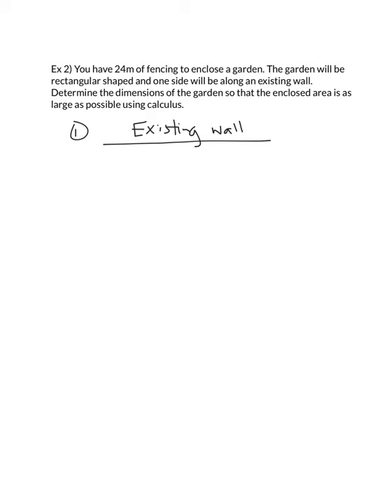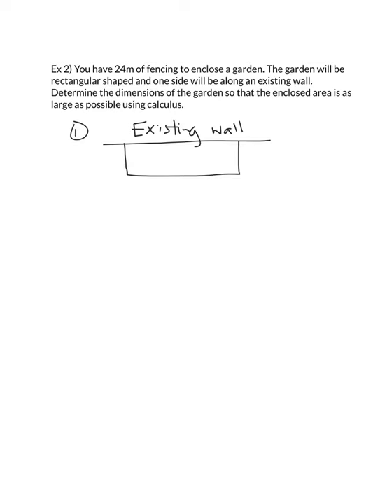The garden will be rectangular shaped and one side will be along an existing wall. So we only need fence on 3 sides. Determine the dimensions of the garden so that the enclosed area is as large as possible using calculus. So obviously you could do this question in a different way. You were doing them in grade 10 and 11, obviously not using calculus. So I'm going to go ahead and draw this diagram.